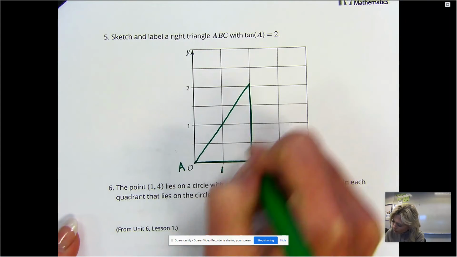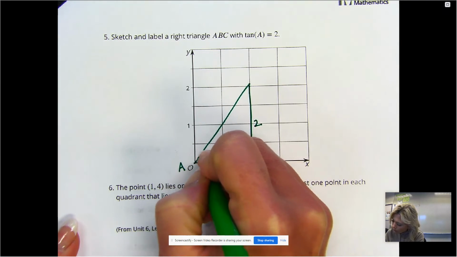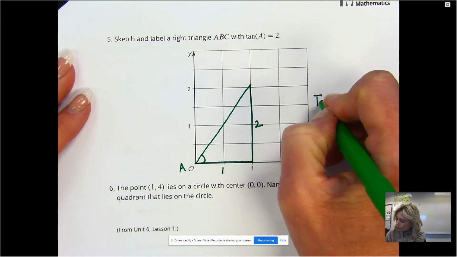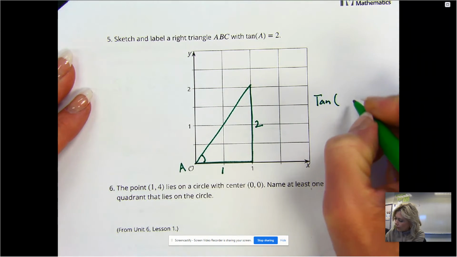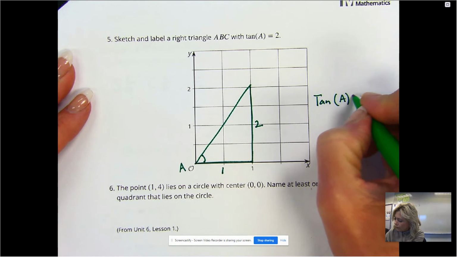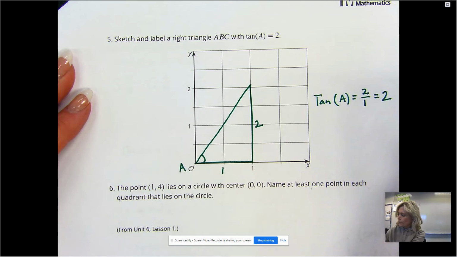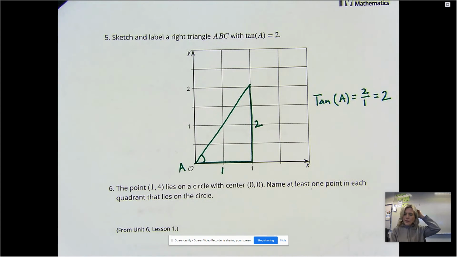So if this is 1 and this is 2 and this is angle A, then the tangent of A is equal to 2 over 1, which is 2. I could have made other lengths, maybe a different one. It just has to equal 2 when you divide.